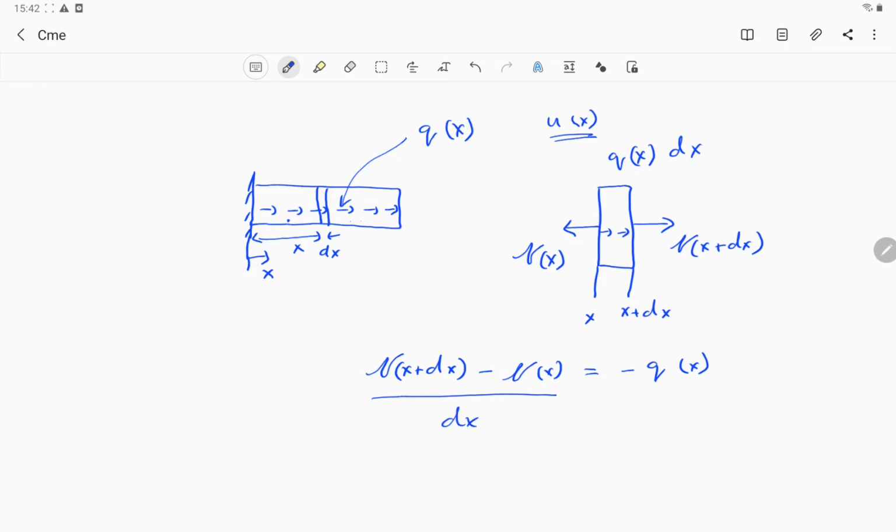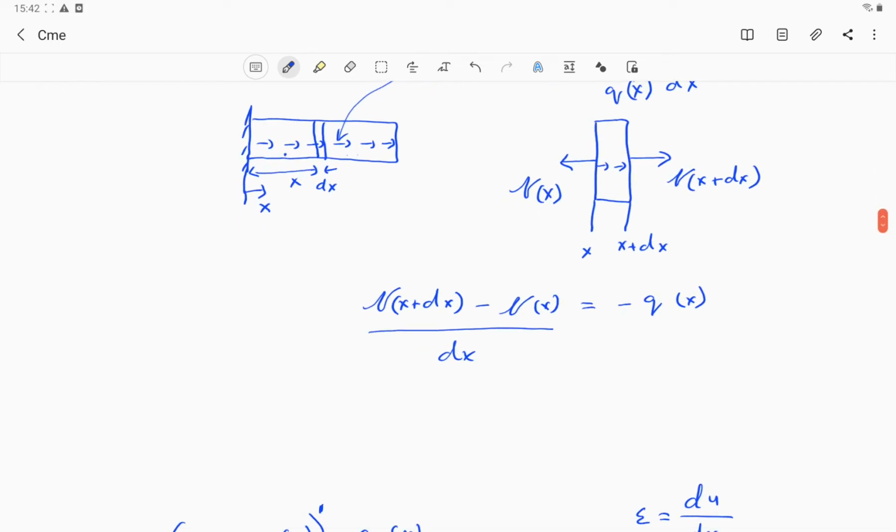I'll get it like this. And what's the left hand side? The left hand side is nothing but a derivative of N of x, right? So N prime of x, which is equal to minus q of x. Okay, so that's one equation, but not the final equation which we are going to solve.